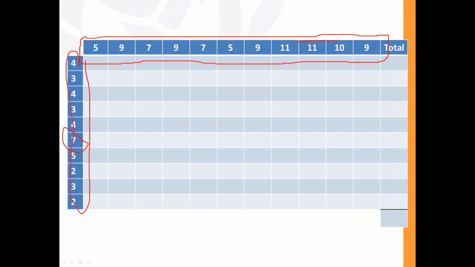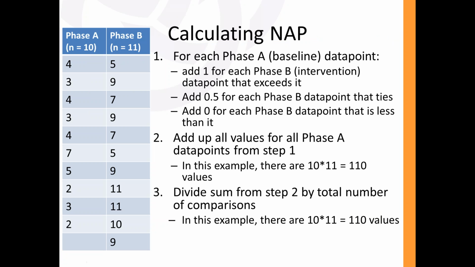So what we're going to do on that sheet is just follow steps 1, 2, and 3. For each phase A data point, add 1 for each phase B data point that exceeds it, add 0.5 for each phase B data point that ties, and add 0 for each phase B data point that is less than that phase A data point.